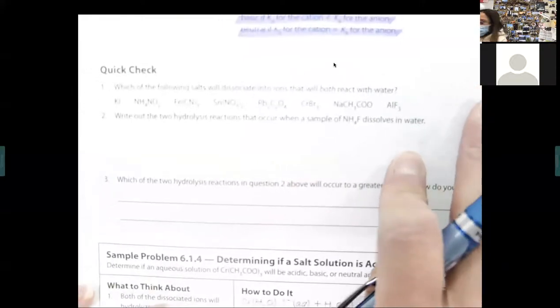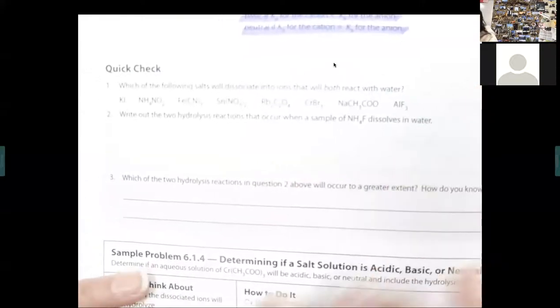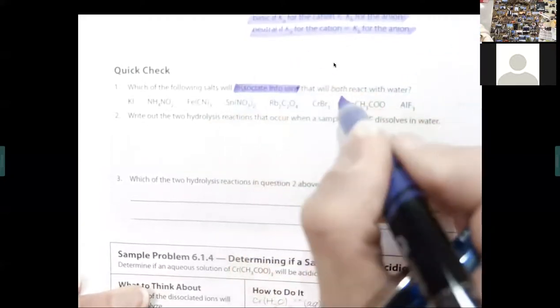The outside walk-up windows. Let's look at the quick check. Which of the following salts will dissociate into ions that will both react with water?